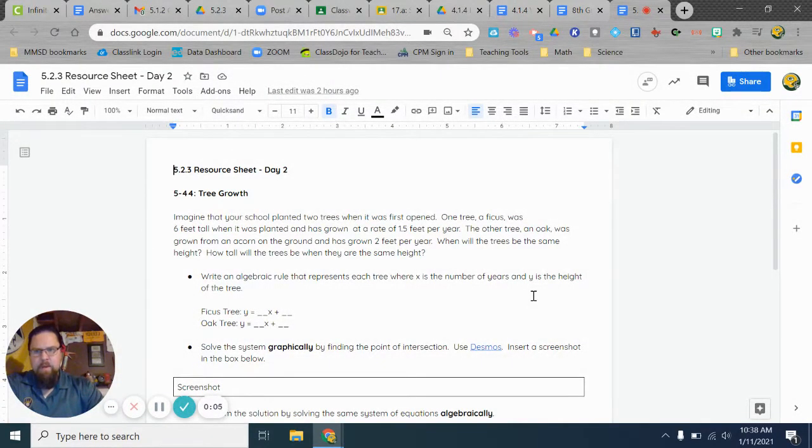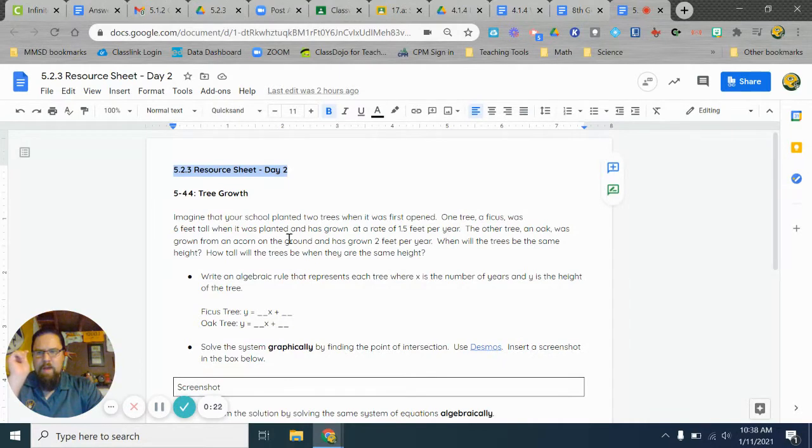So today we're going to use the sheet that you see here, 523 resource sheet, A2 at the top. We're going to use this as like a little quiz check-in. So we're going to grade this 4, 3, 2, 1, 0 like normal because we had some practice yesterday and we want to see where you're at.